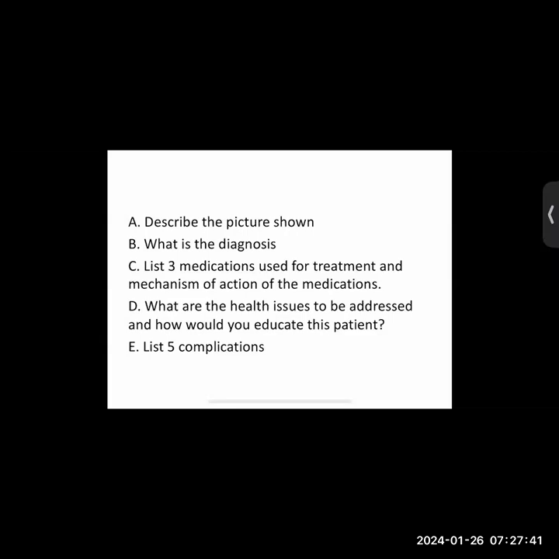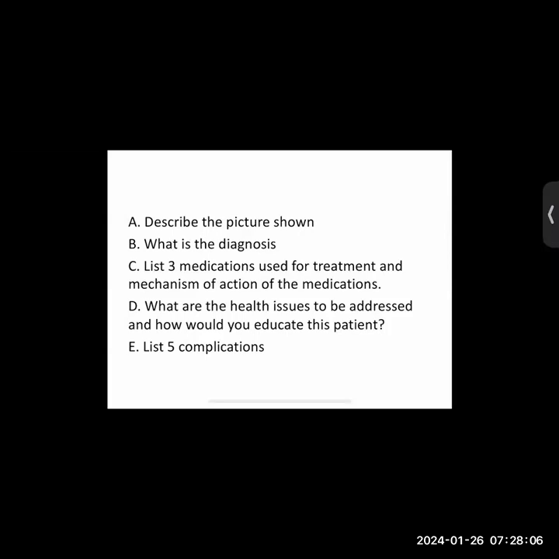So 5% permethrin, usually applied from downwards. It is usually applied overnight over 8 hours. The first day, then you repeat it 7 days after. The second one we use, you can use 1% lindane, malathion. You can also use 5% sulfur ointment.